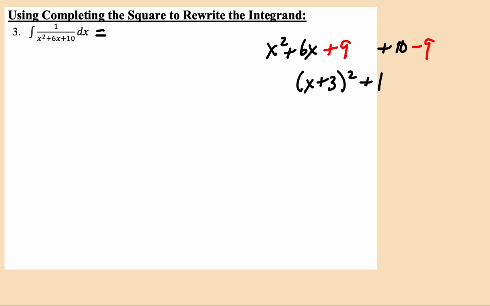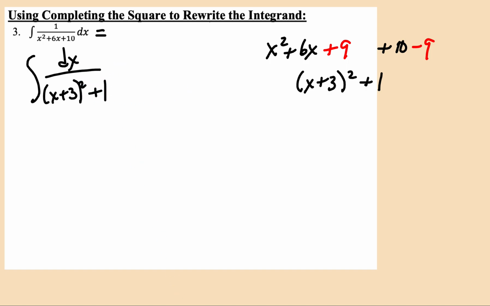Okay, how could that be an advantage to us in integration? Well, right here, it's going to be hard to integrate this right now. But if we complete the square, and you can see I pushed the 10 over, I added 9, I completed the square, minus 9, and now I have this expression. So now this can be written as dx all over x plus 3 squared plus 1.